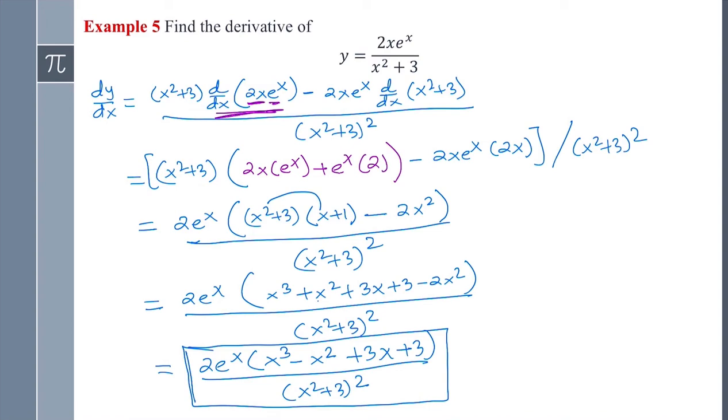It is a little bit complicated because we have both the product and quotient rule together. So we'll just do this much for this video. We'll come up with more videos.